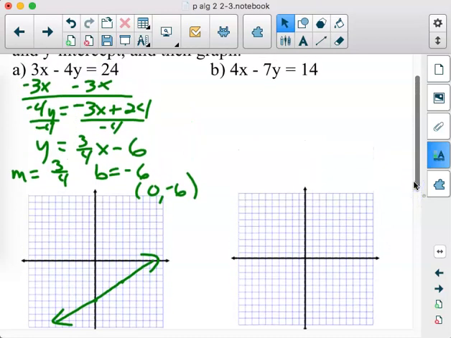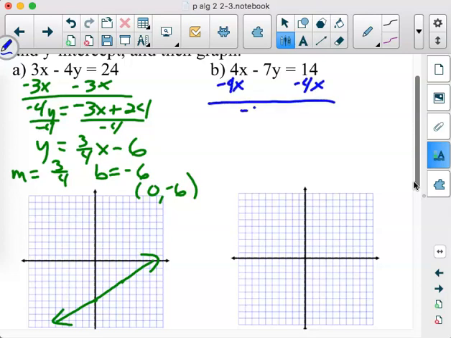But we're not done. There's another one. 4x minus 7y equals 14. Jackson, first step on that little one. Be careful. Go by the sign that's in front of it. So is this a positive 4x or a negative 4x? It's positive.